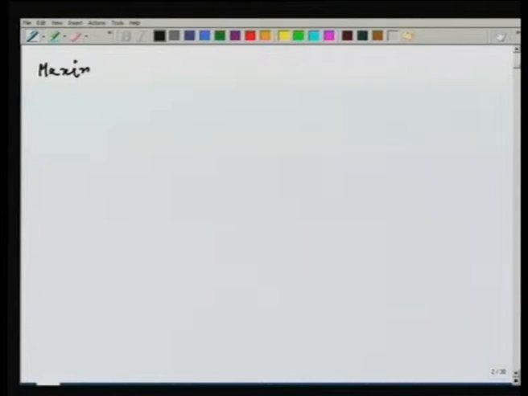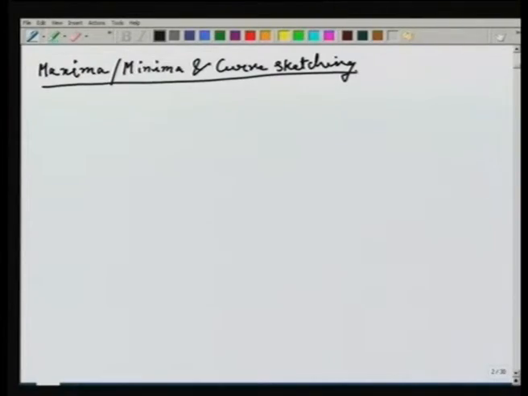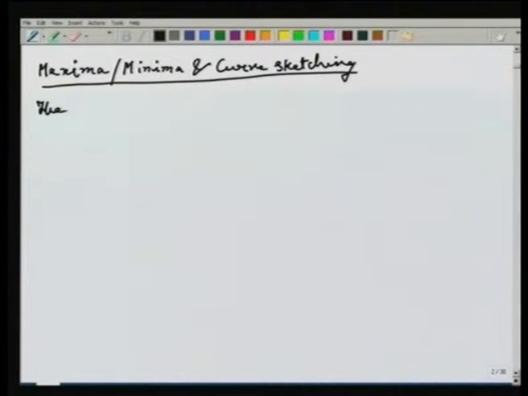Okay, today we are going to start with maxima-minima and the curve sketching. First, we start with the behavior of the derivative and the behavior of the function. How can we join these two things together? So, the first theorem we are going to deal with is as follows.